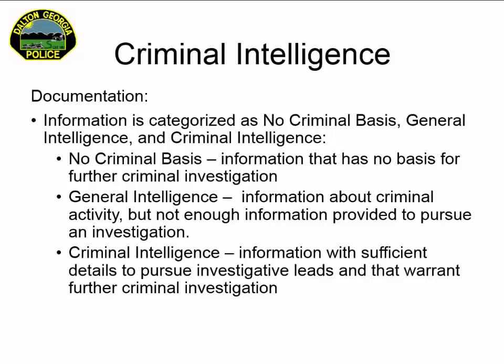Information is going to be categorized as either no criminal basis, general intelligence, or criminal intelligence. If it's no criminal basis, this is information that has no basis for any further criminal action or investigation. General intelligence would be information about criminal activity, but not enough information provided to pursue any type of investigation. Criminal intelligence is information with sufficient details to pursue investigative leads and that warrants further criminal investigations.